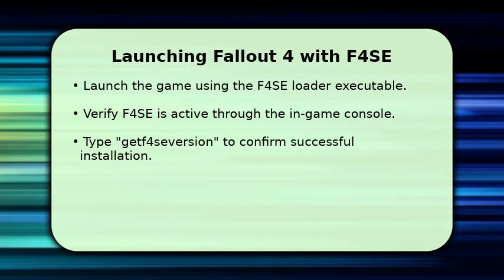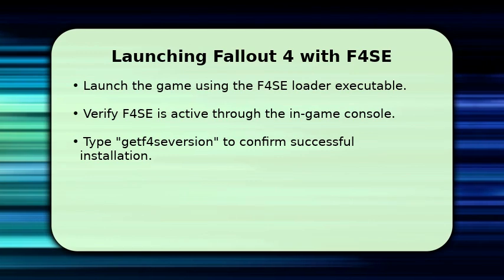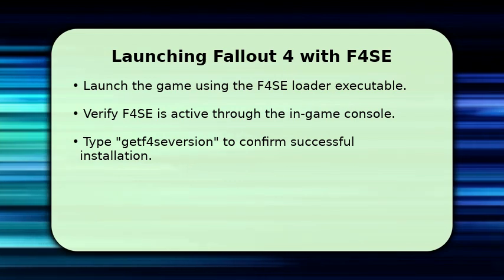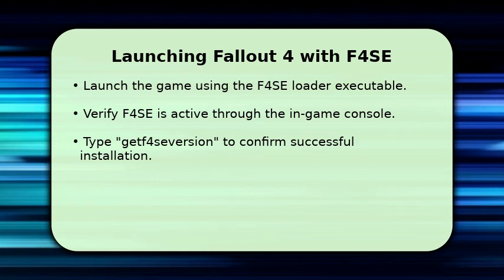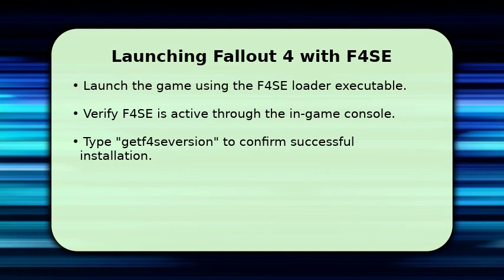To launch your game with F4SE, always use the F4SE loader executable, not the standard Fallout 4 launcher. After the game loads, open the in-game console by pressing the tilde key, type get F4SE version and press enter. If a version number appears, your F4SE installation was successful. This confirms that F4SE is correctly integrated and ready to support your mods.